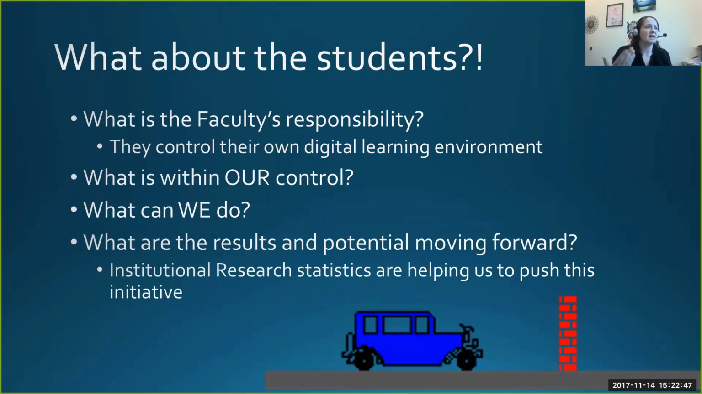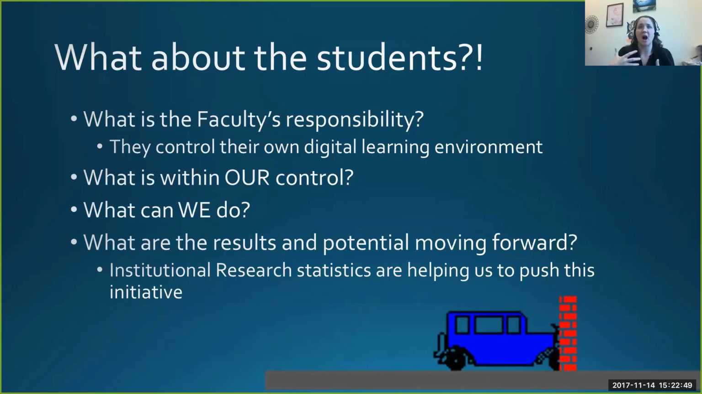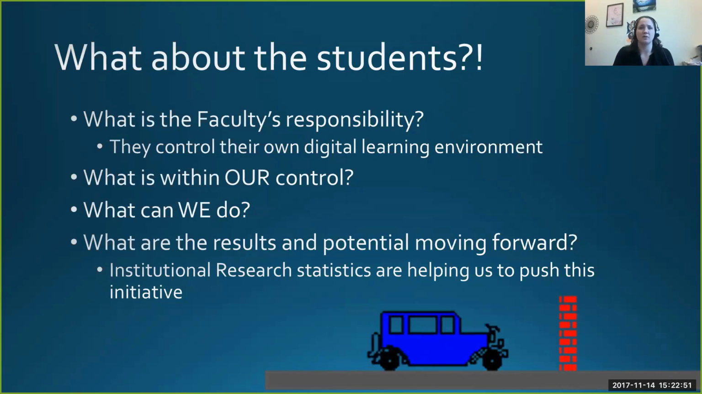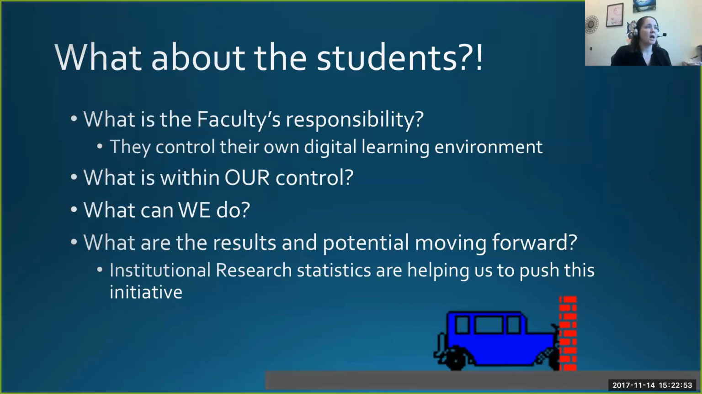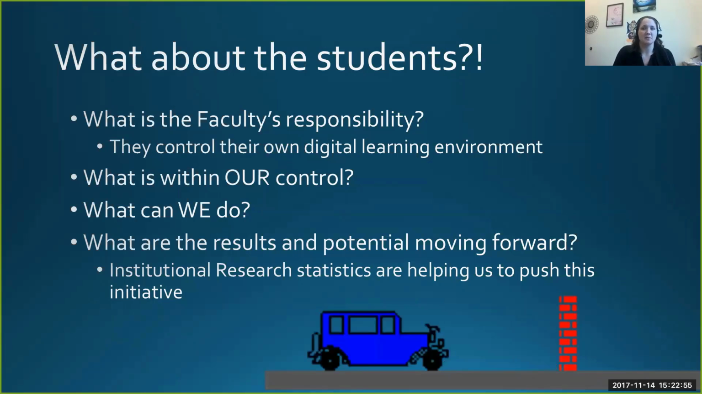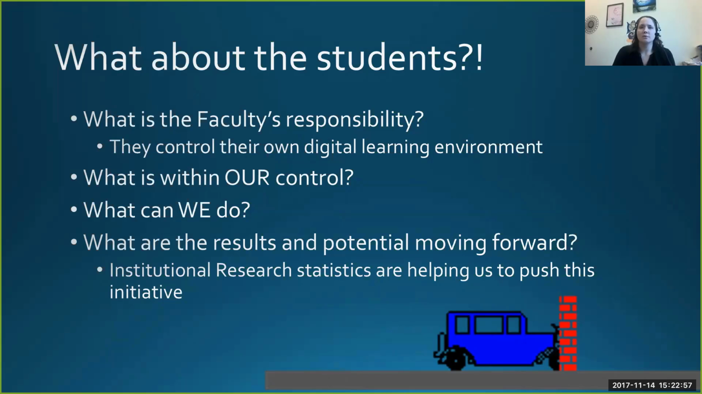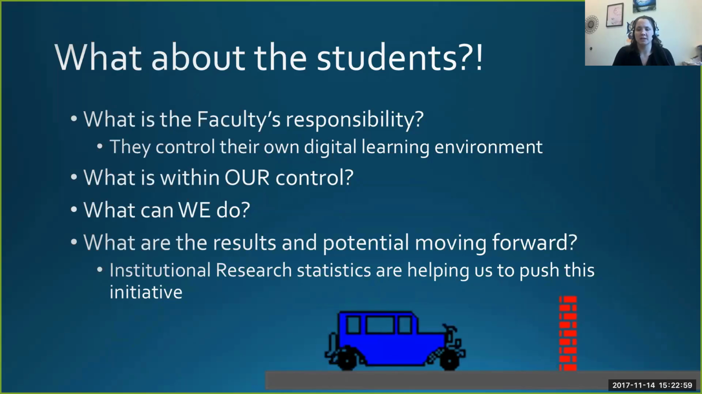So we kind of had to sit back and say, what's within our control? What's within our control as an office? And then, of course, that followed with, okay, well, what can we do? And of course, what's within our control is our learning management system.